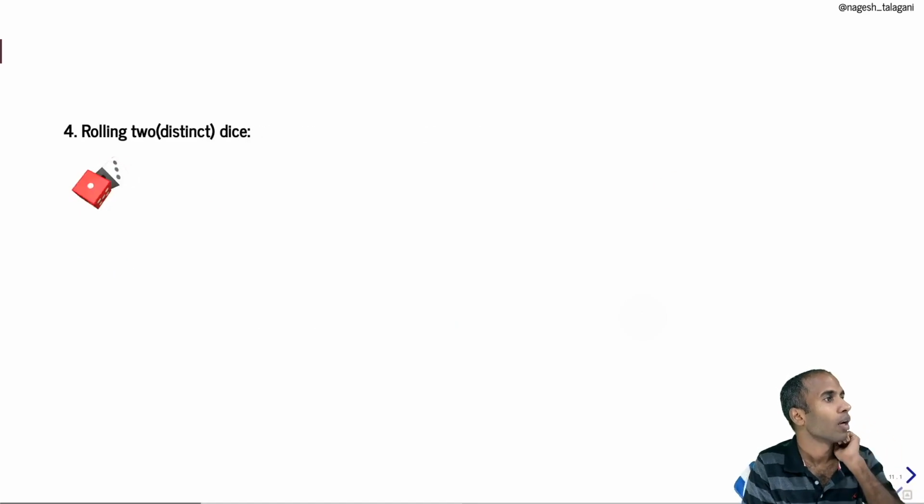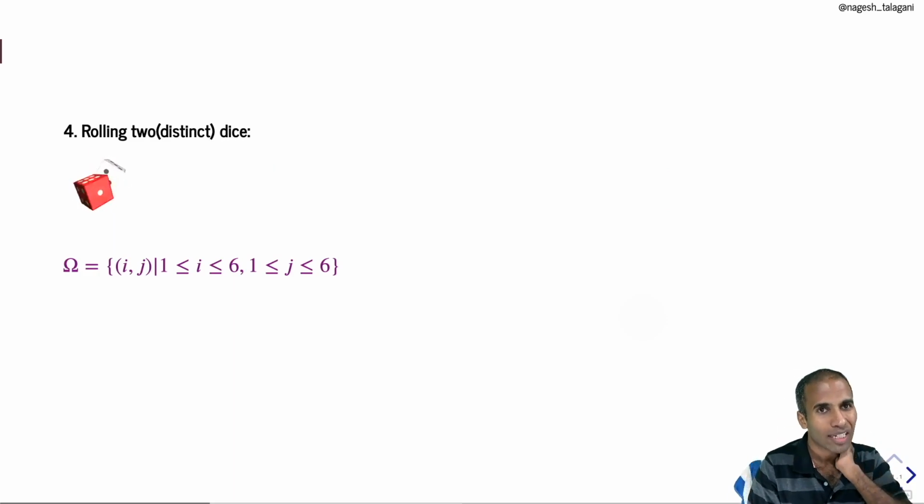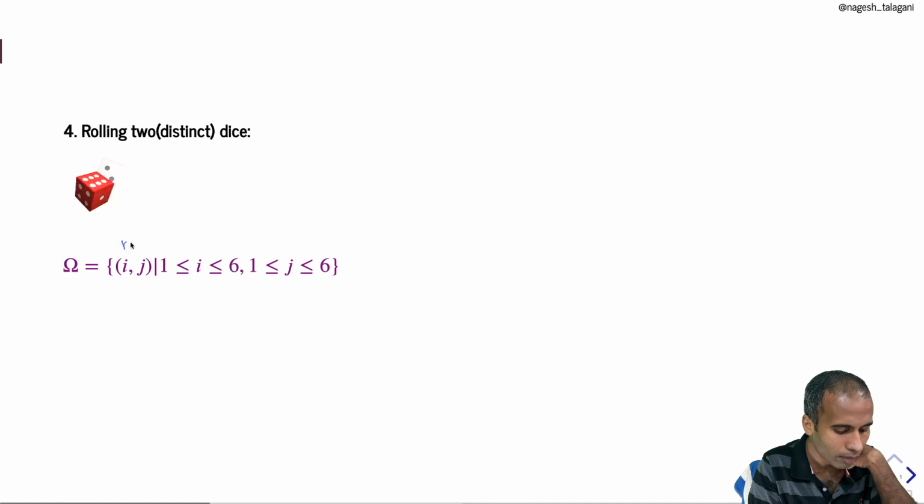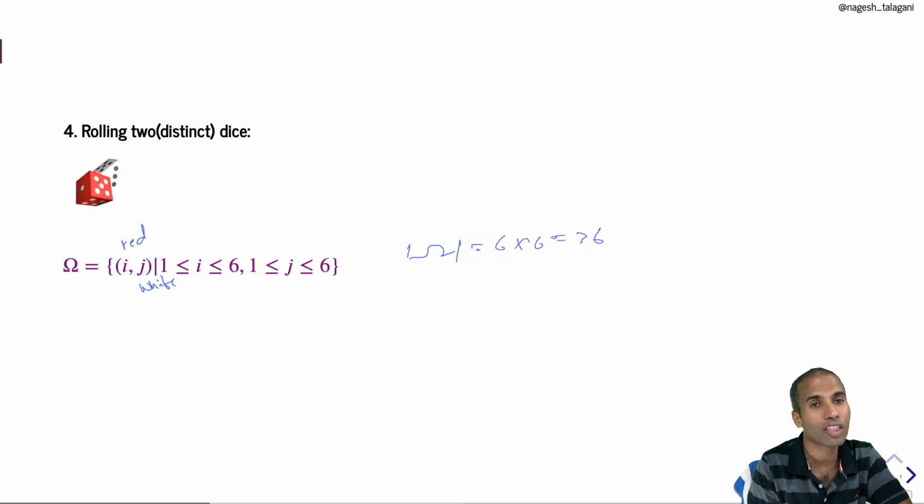Next, rolling two distinct dice. In this case, we can observe 36 possible outcomes. Here we are collecting outcomes as ordered pairs (i, j), where i is the outcome of the red die, let us say, and j is the outcome of the white die. So i and j can be anything from 1 to 6. By the product rule, the number of elements in omega is 6 times 6 equal to 36. There will be 36 possible outcomes.